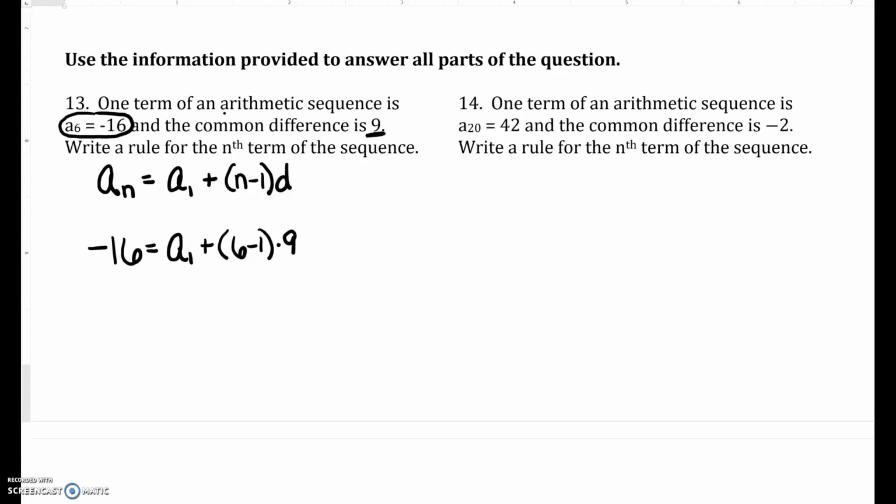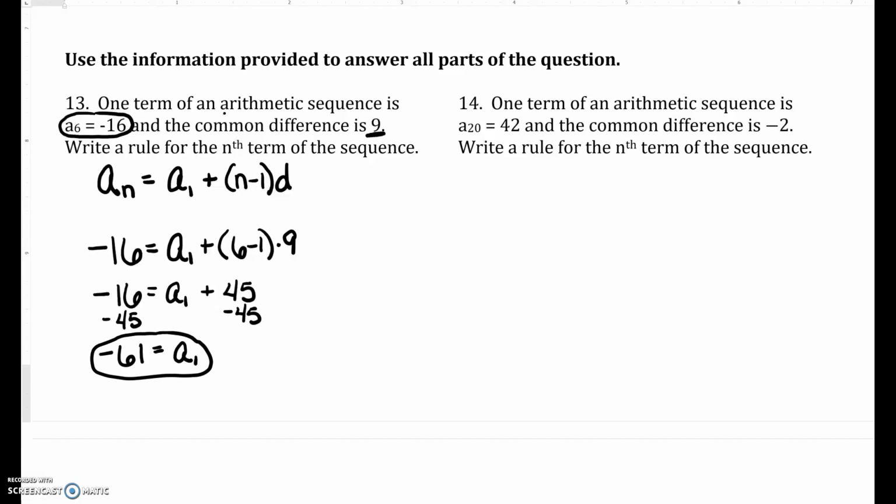In the parentheses, 6 minus 1 is 5. 5 times 9 is 45. And to figure out what our first term is, we subtract 45 on both sides. I believe that's negative 61. Is that correct? Somebody check my mental math. Yeah, it is. Awesome.